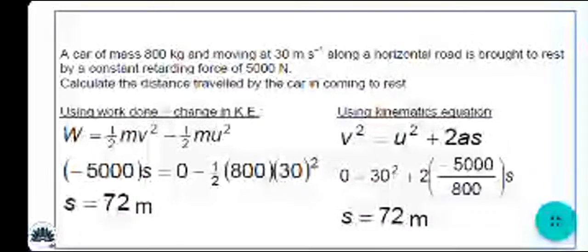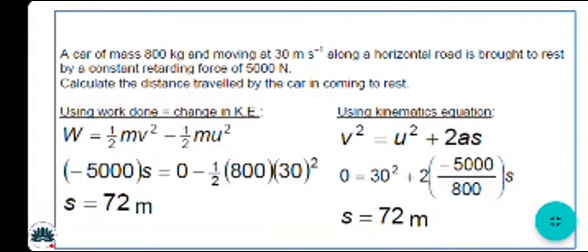That's one of the easiest questions. A car of mass 800 kilograms moving at 30 meters per second along a horizontal road is brought to rest by a constant retarding force of 5000 newtons. Calculate the distance traveled by the car in coming to rest.